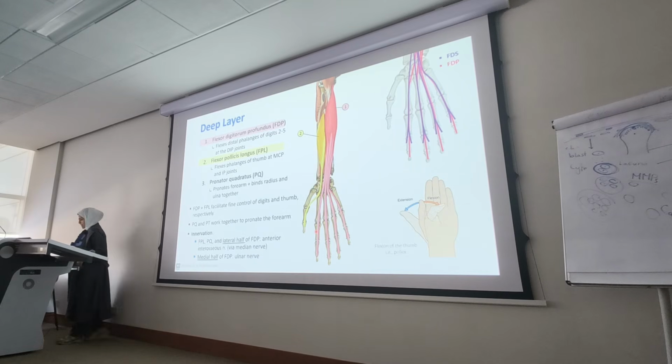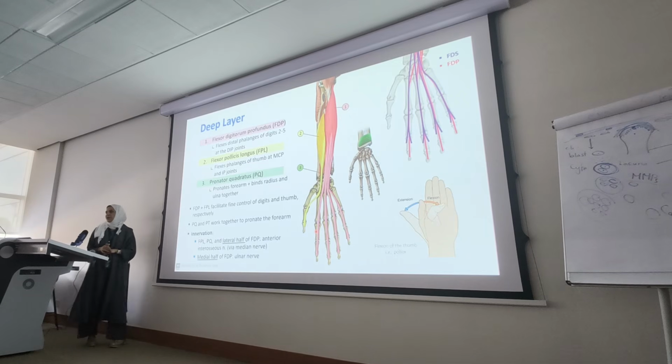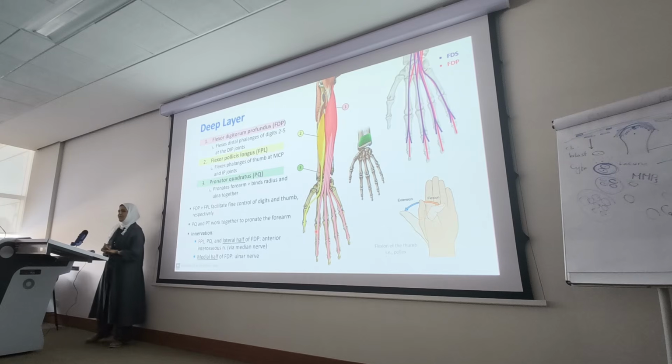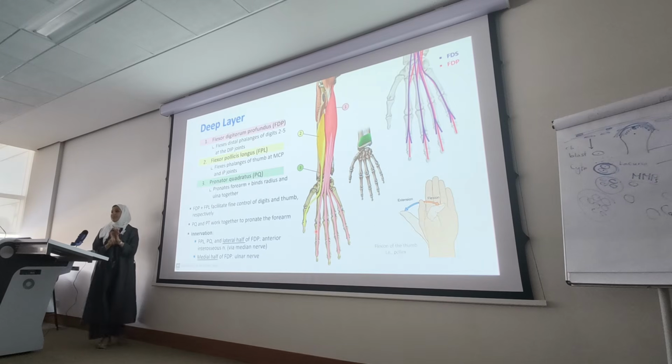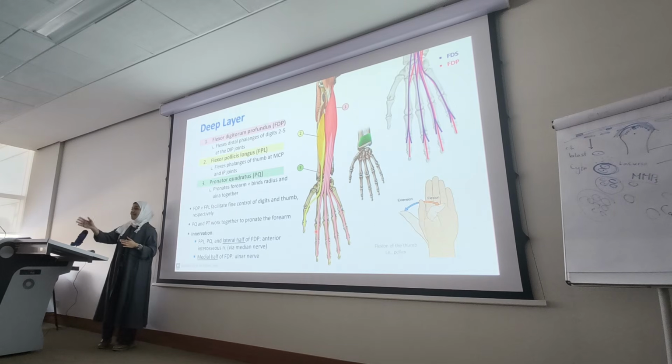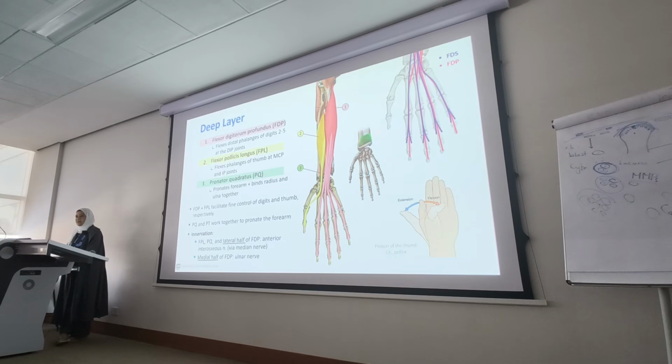Lastly, we have the pronator quadratus. We've talked a lot about pronation so far. We've established there's pronator teres. Pronator teres doesn't act alone. It works with pronator quadratus to pronate the hand. And so pronator quadratus, you can see it just deep to FDP and FPL. And here is an image where it's isolated. Again, they're still all considered to be deep.